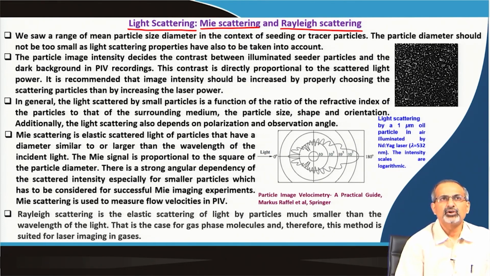The particle diameter should not be too small, as light scattering properties also have to be taken into account. That means, even if they need to be small from the point of neutral buoyancy and other issues like velocity lag, such requirements also have to be fulfilled in harmony with the requirement of illuminating them. The particle image intensity decides the contrast between illuminated seeder particles and the dark background in PIV recordings. So, this contrast is directly proportional to the scattered light power.